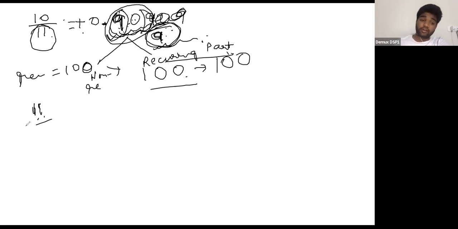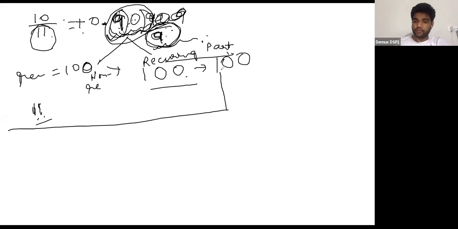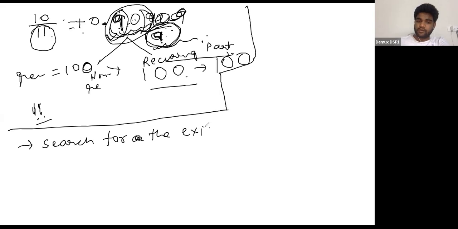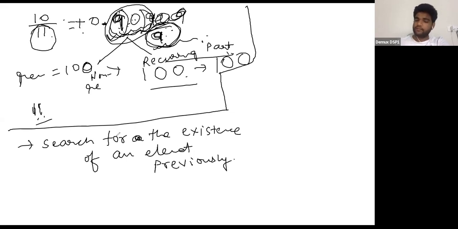So now let's talk about the pattern. We have done enough post-mortem of this question. Let's now think about the pattern. What is the pattern? What is the question asking you? The question is asking you to search for the existence of an element previously. Right? I can abstract this question to this pattern. Eventually it boils down to this, that I should search whether this element occurred previously or not. And if it occurred, then I can break. So I have to search for the existence of an element previously.